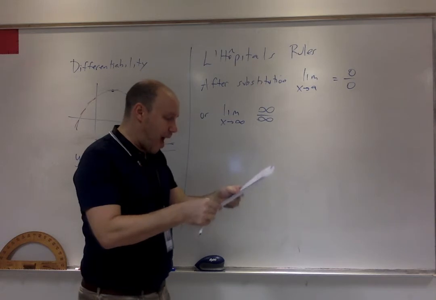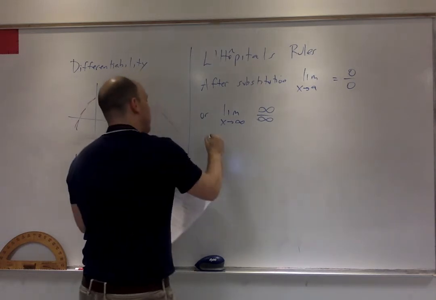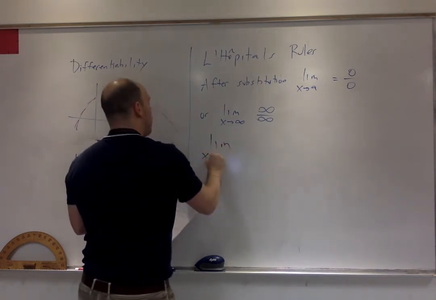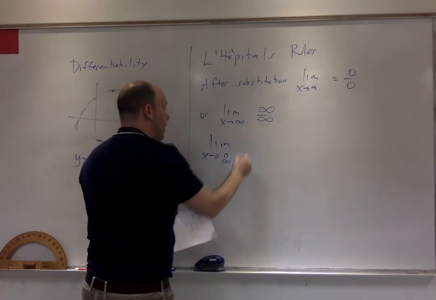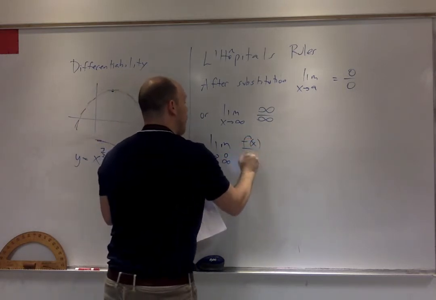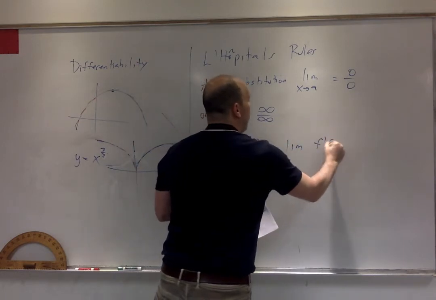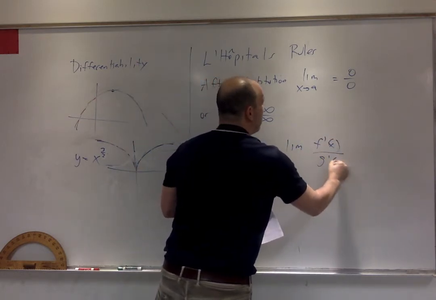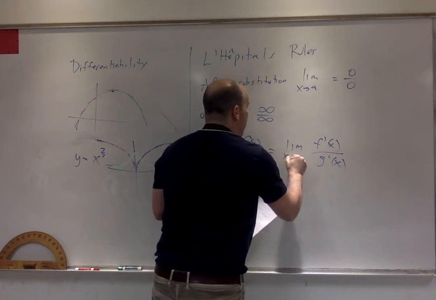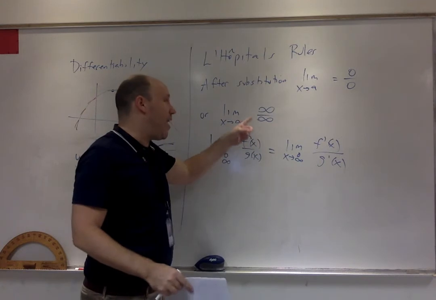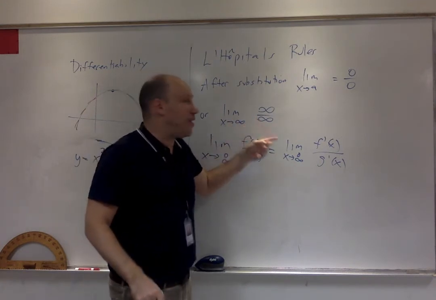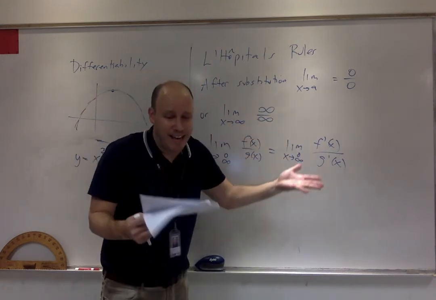Then it turns out, are you ready for this? It turns out the limit as x approaches either your 0 or your infinity of f of x over g of x is actually equal to the limit of the derivative of the numerator over the derivative of the denominator. Simply put, if you get 0 over 0 or you get infinity over infinity, just take the derivative. That's it.